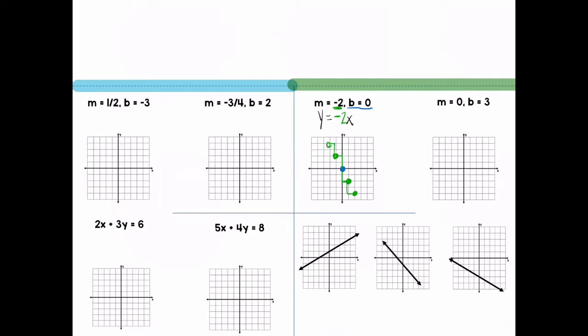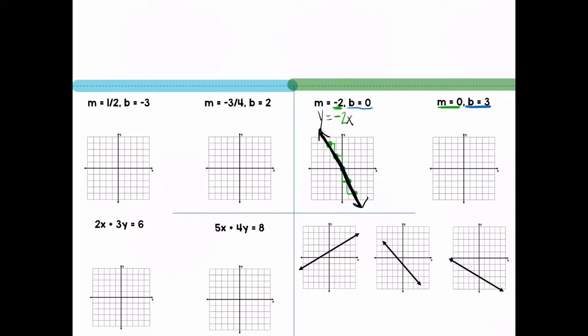Now I'm ready to draw my line. So there is my linear line for y equals negative 2x. It's a negative slope, so it's going to be going down, but the y-intercept is 0, so it goes through the origin.